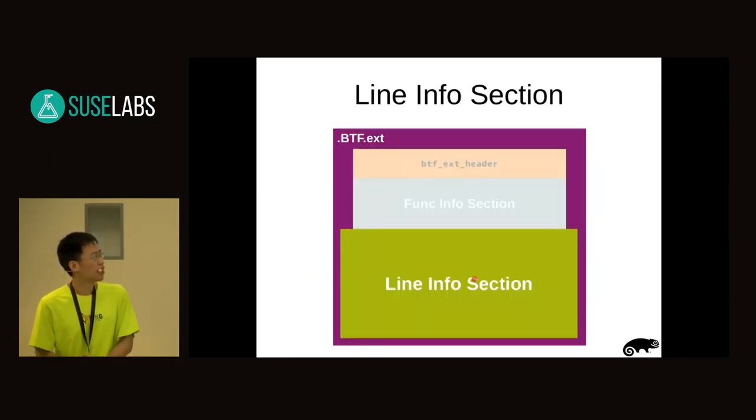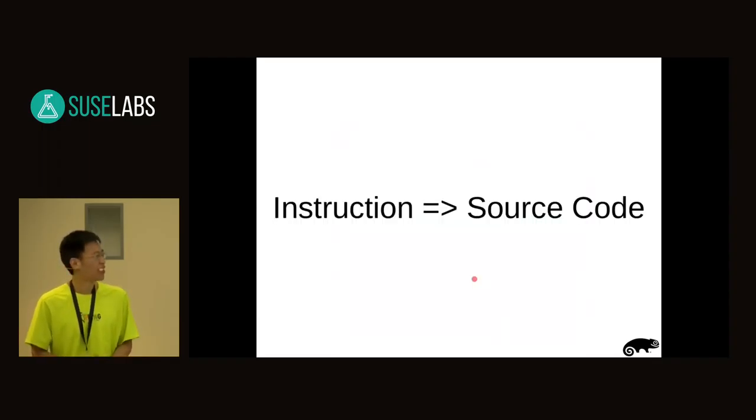Then next is the line info section. If you are interested in debugging, this is probably what you need. In short, it's just the mapping from the instruction to the source code. With this section, you don't have to guess which instruction maps to which source code. You can just map your instruction to the source code.